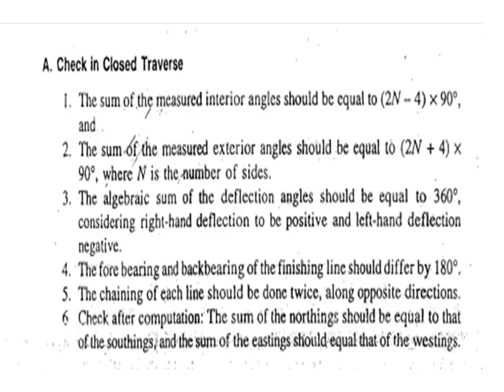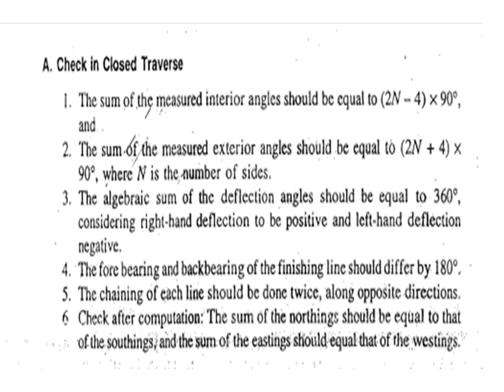So in this slide we are going to see what are the checks to be applied when you consider the closed traverse. The sum of measured interior angles should be equal to (2n - 4) × 90 degrees, and the sum of measured exterior angles should be equal to (2n + 4) × 90 degrees, where n is the number of sides. Then the algebraic sum of deflection angles should be equal to 360 degrees, considering right hand deflection to be positive and left hand deflection to be negative.